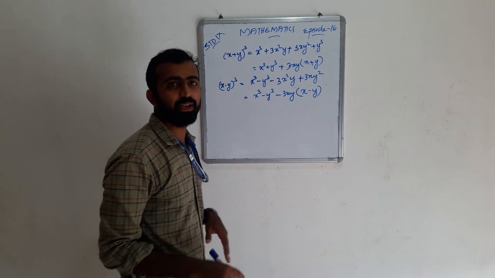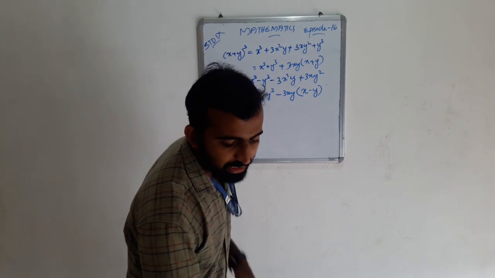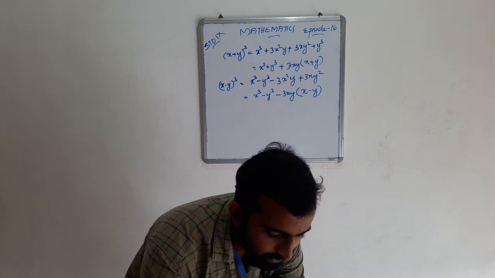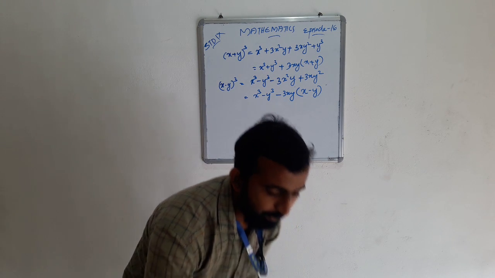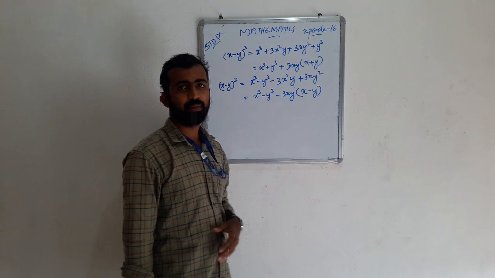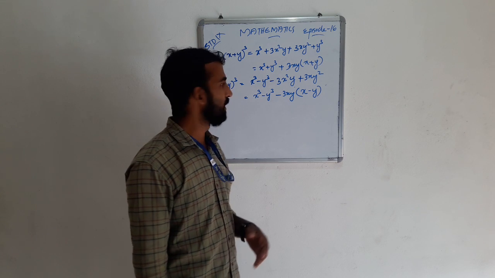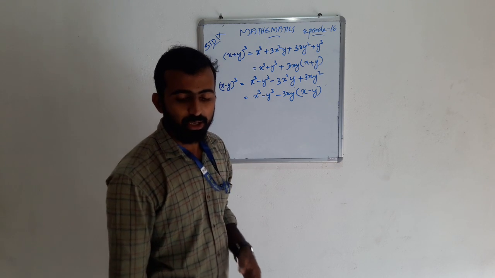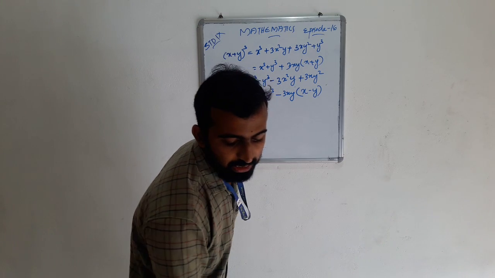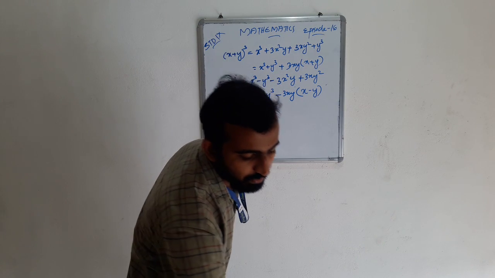This identity is in your textbook, page number 47. That is x cube minus y cube minus 3xy into (x - y). Now what is the next question? The second question is what?